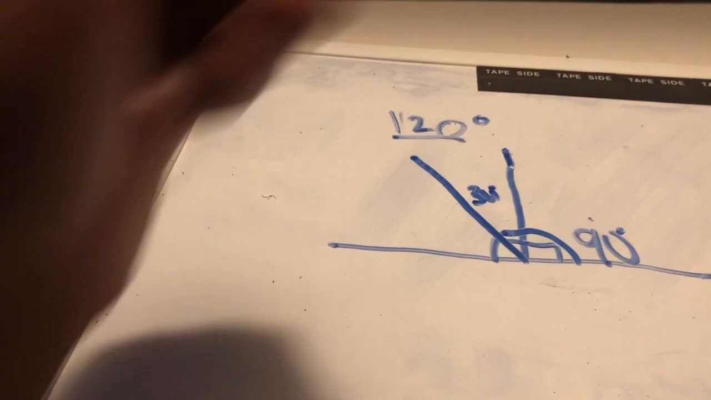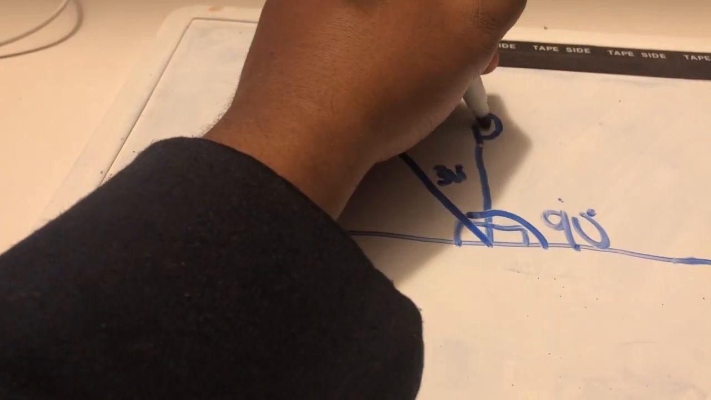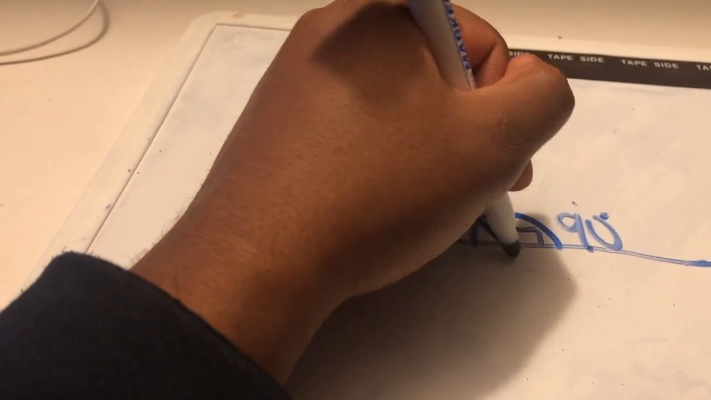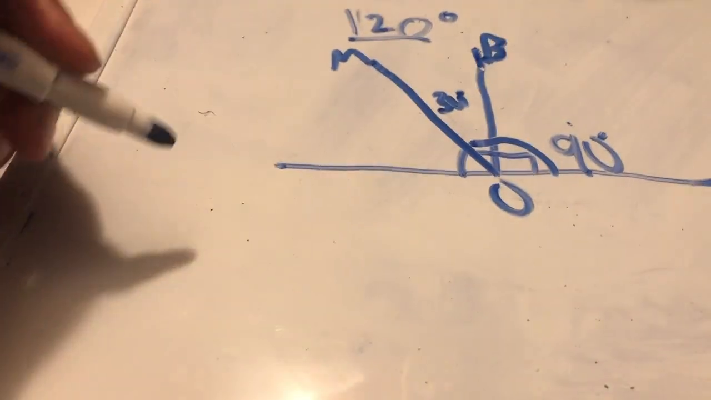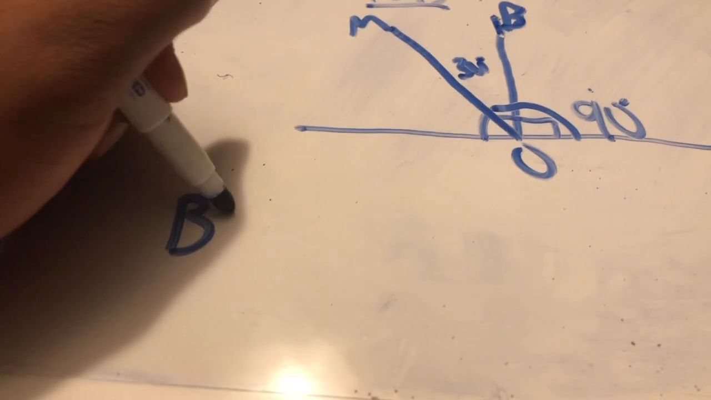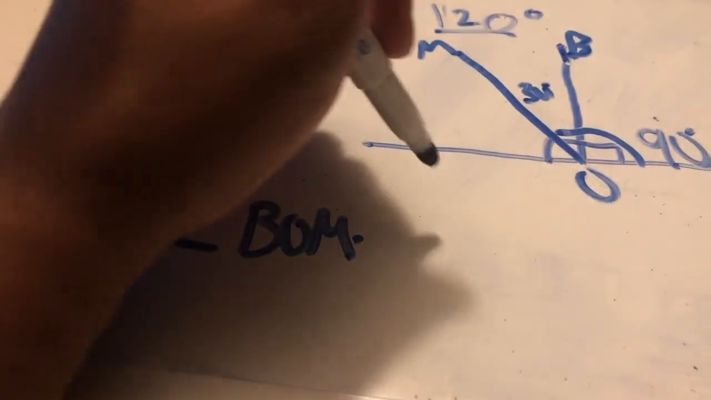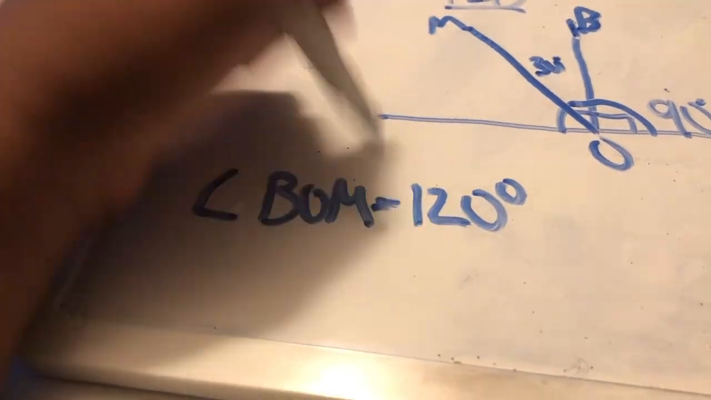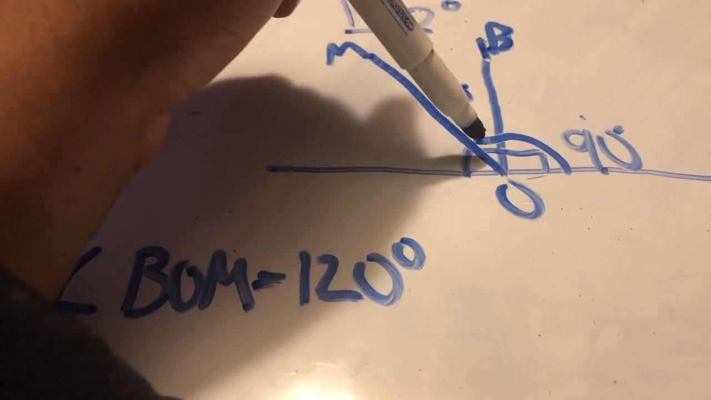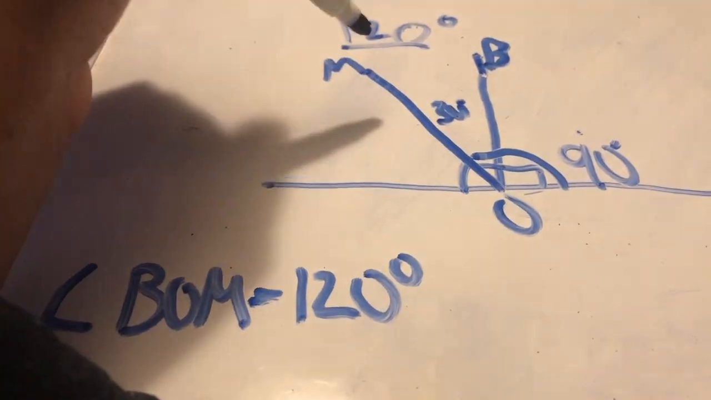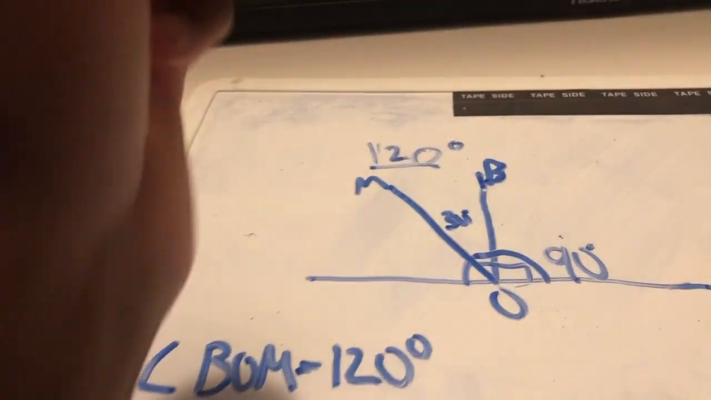So in this case, let's label this B, O, and M. How's that? BOM. In this case, angle BOM or MOB is equal to 120 degrees. Knowing that this is a 90-degree angle, and I'm trying to get 1/3 of this 90-degree angle, that gets me to a total of 90 plus 30, 120 degrees.